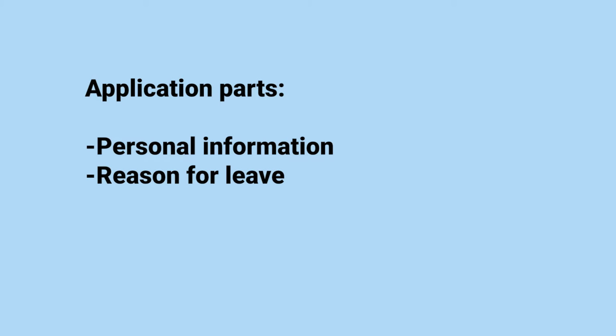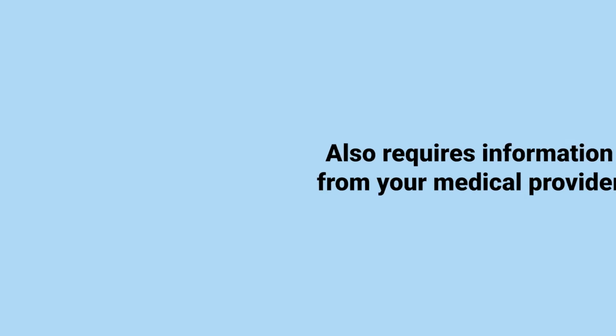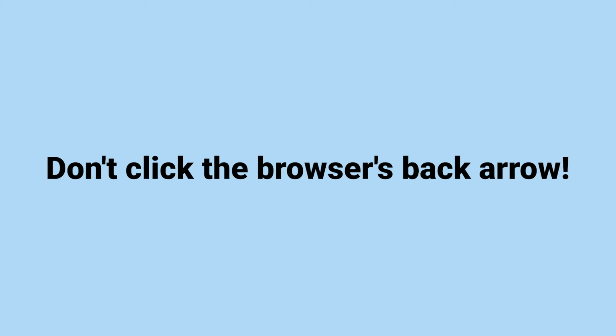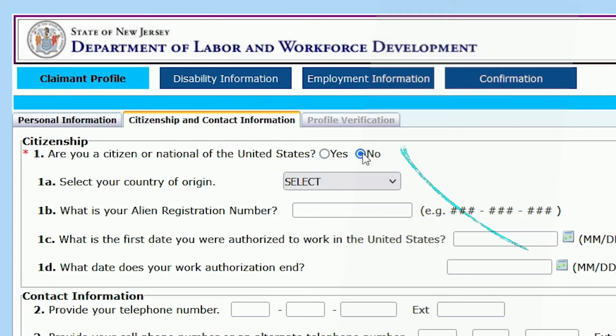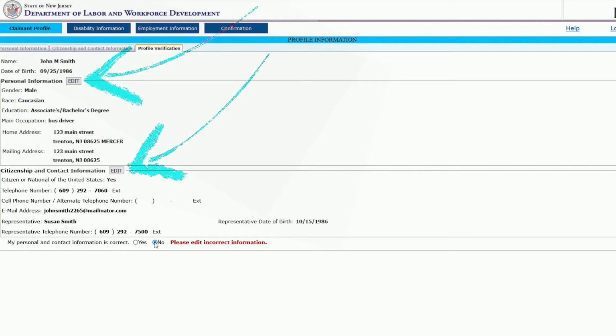The application is divided into 3 parts. First, you'll provide personal information. Next, you'll provide information about your reason for leave. Lastly, you'll answer questions about your employment history. Once you've filed, your medical provider will also have to provide information before we can review your application. When you start your application, do not click your browser's back arrow or you may have to restart your application. To return to a prior page, click the gray section tabs on the top of the page or revise your answers when prompted on each section's summary page.